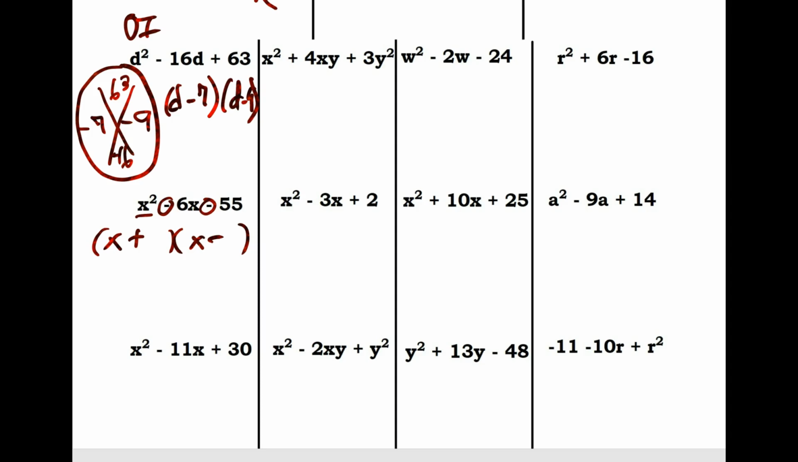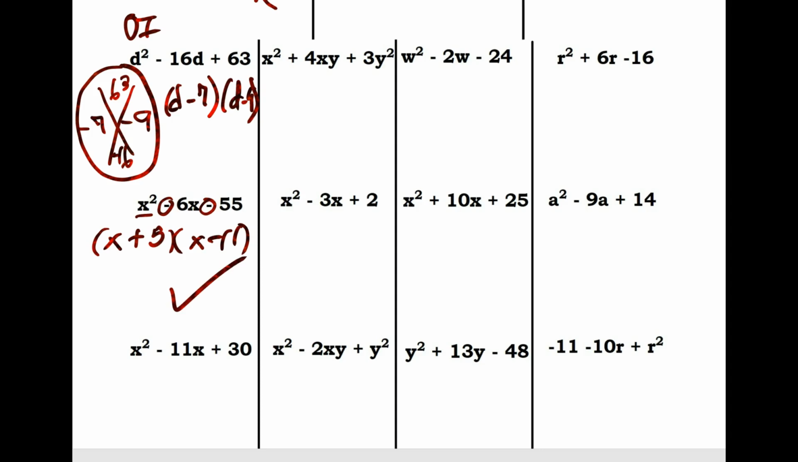So what gives you 55? Take a moment. All right, 11 and 5. So we get 11 and put 5 here, and we end up with 5x plus a negative 11x is negative 6x, and 5 times negative 11 is negative 55. So we're good. We check that.